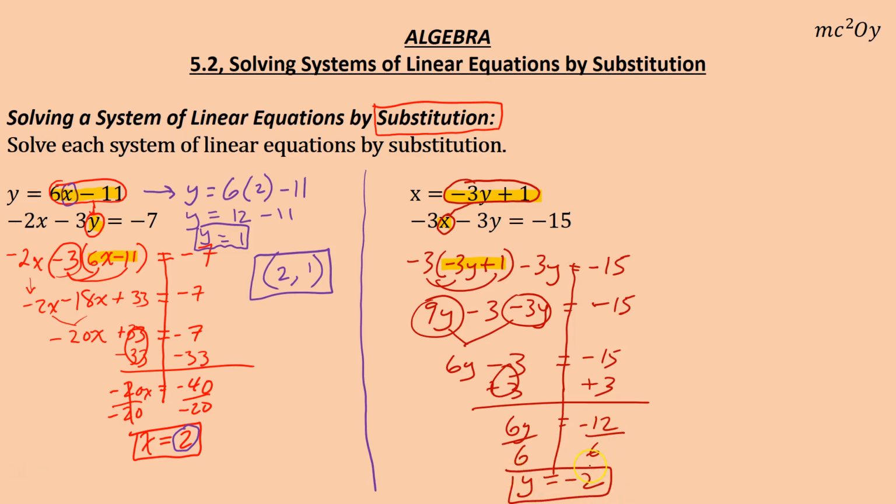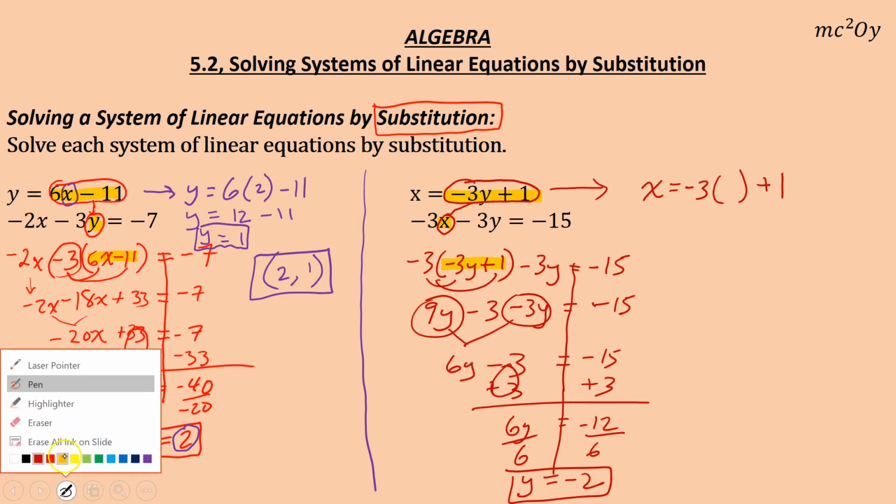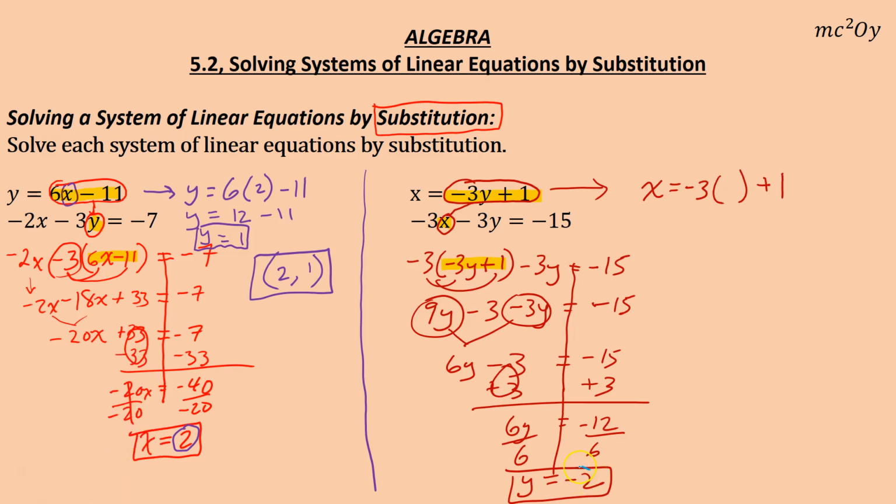Now I know y is negative 2, so I'm going to take, in this case, the first equation, which says x equals. I'm going to substitute that negative 2 for y. So I'm going to take this negative 2 right here and substitute it in right where that y was. That's going to give me x equals 6 plus 1, or x equals 7. So I have the ordered pair 7, negative 2.